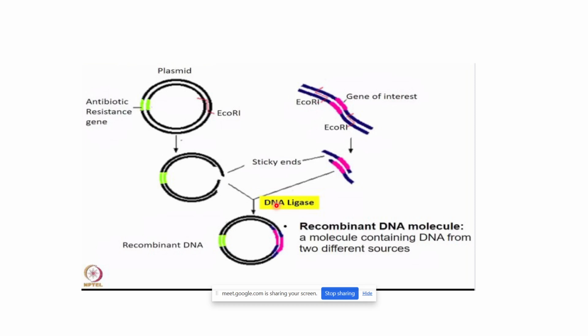So one way of solving that specific issue is recombinant DNA technology. So in terms of this, what happens is there is a plasmid, which is an extrachromosomal DNA, and we insert whatever is the gene of interest.